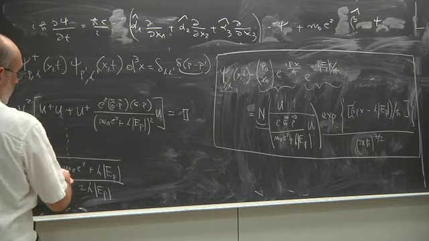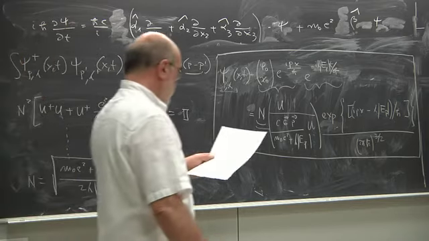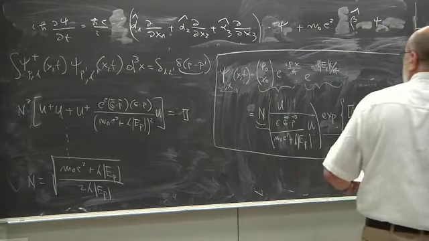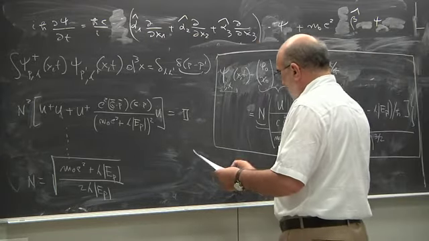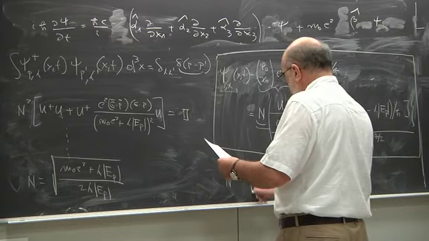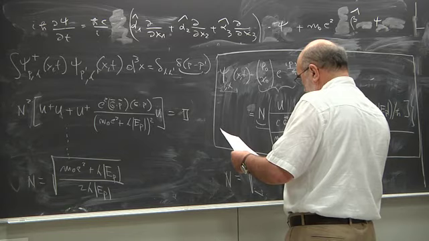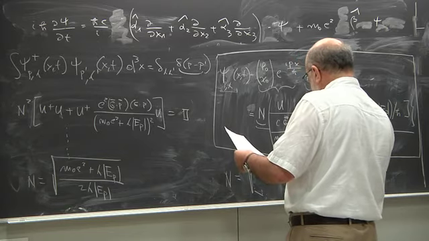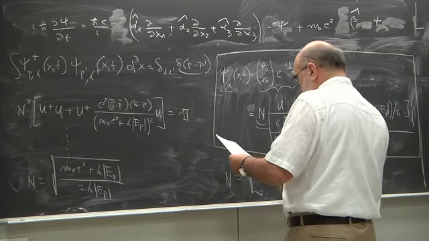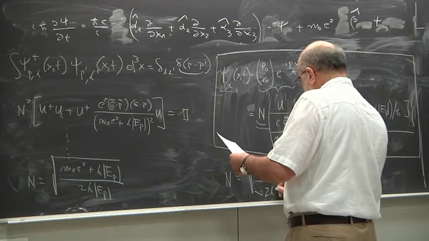So we have found also the normalization constant. And so these are the three things, and the normalization constant is the square root of m0 c square plus lambda EP over 2 lambda EP.